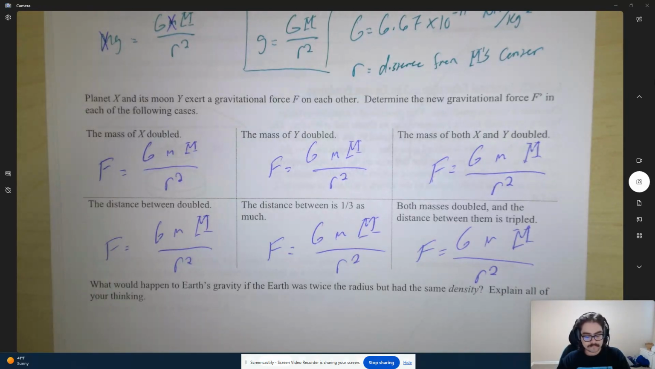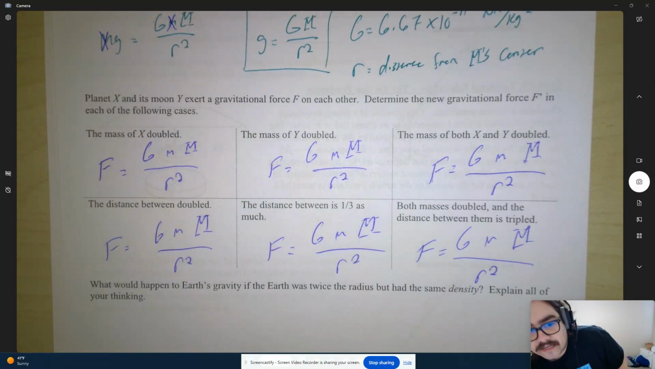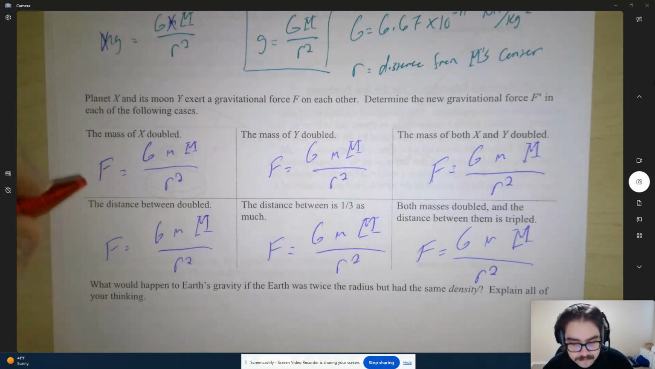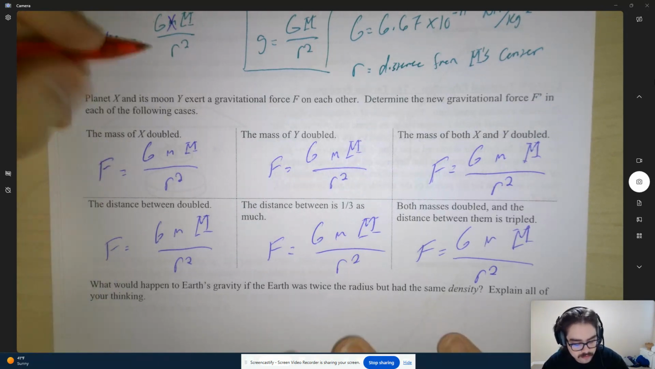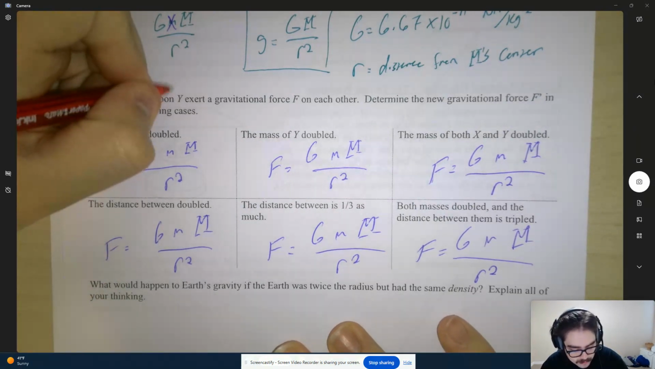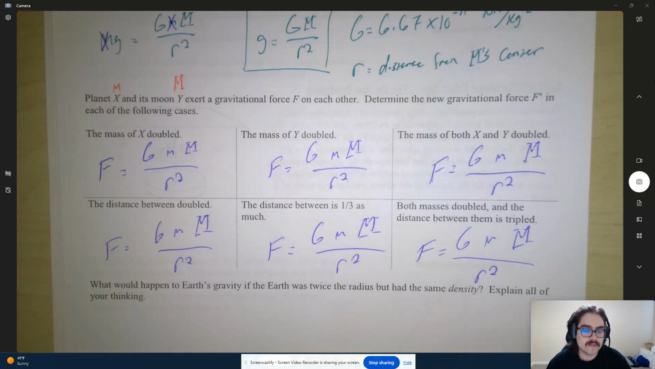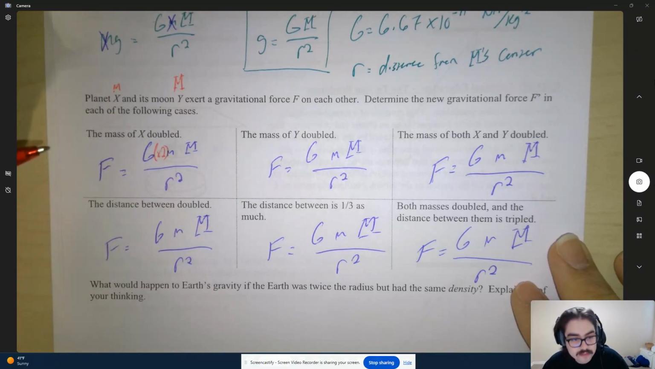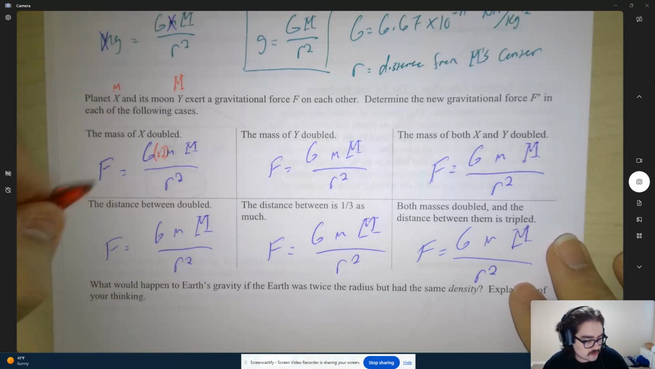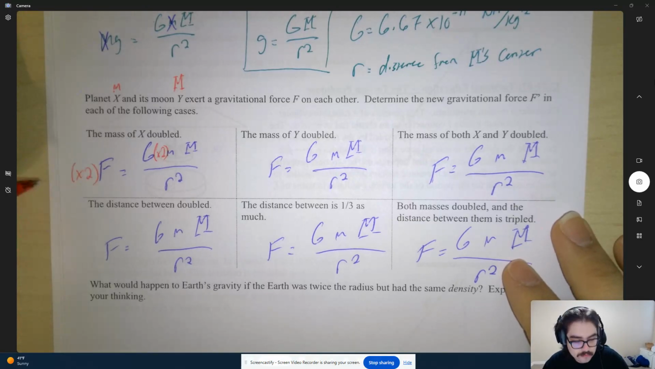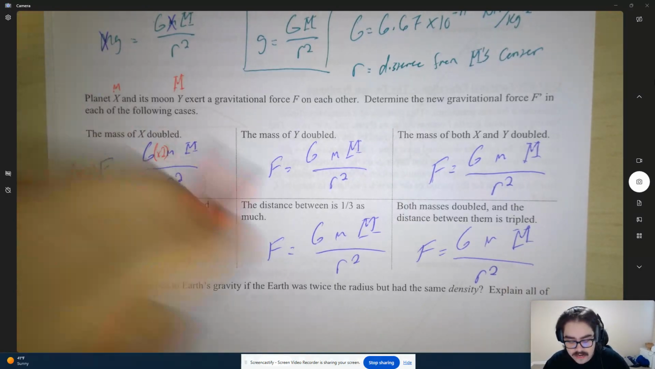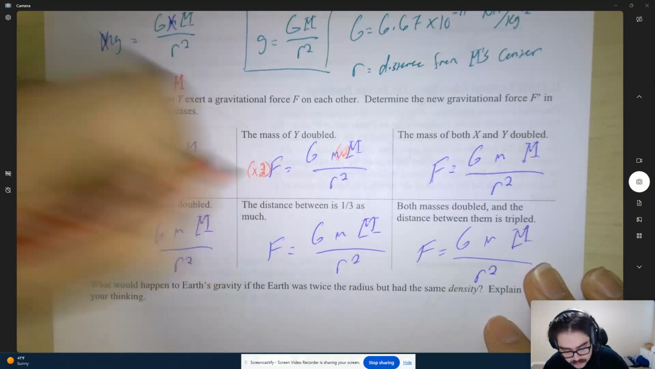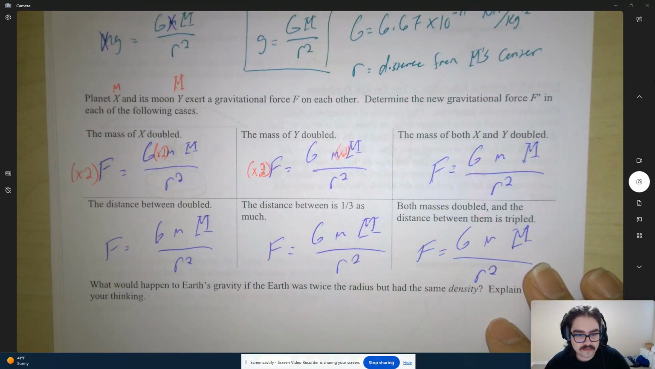The force is going to be the same for both planets, because that's Newton's third law. If we call the mass of x little m and y big M, then if the mass of x doubles, this becomes 2 times, and nothing else changes, so the force should also be times 2. If the mass of y doubles, then this is times 2, and again the force is times 2. Nothing really too crazy.